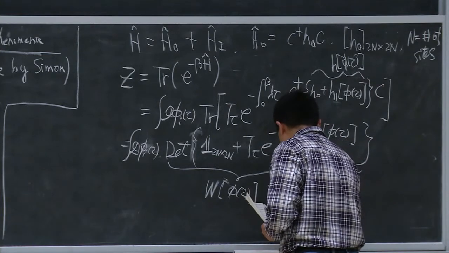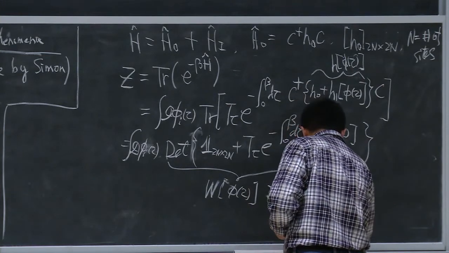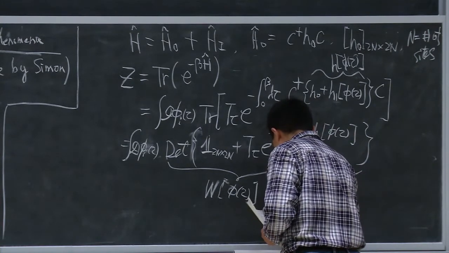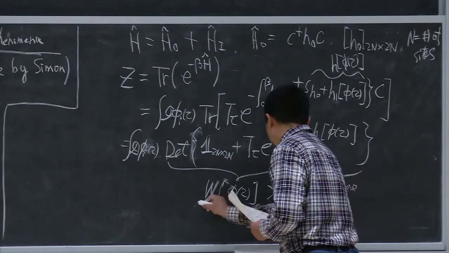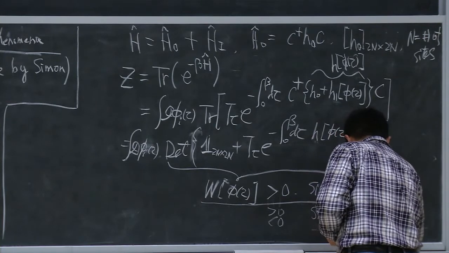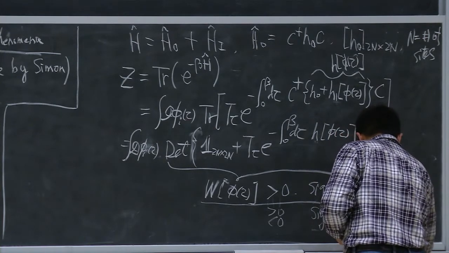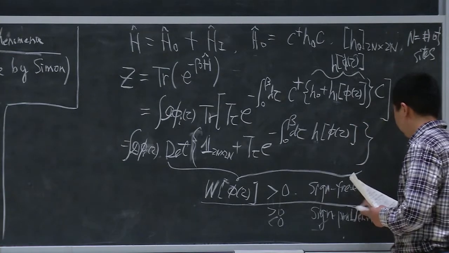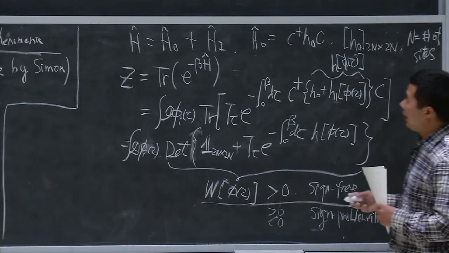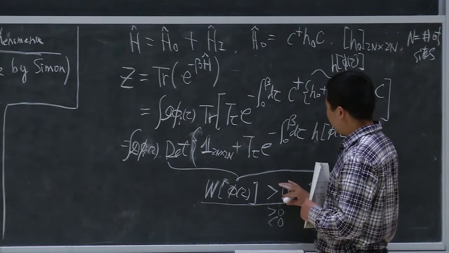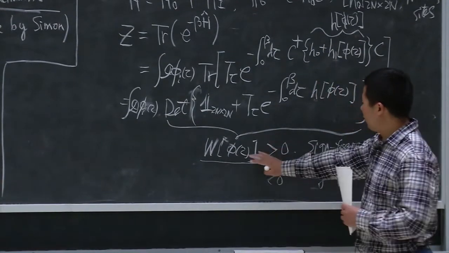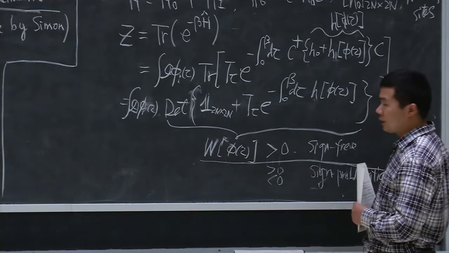If not, then it's sign problematic. Either positive or negative, two cases. And then we ask on what kind of condition this Boltzmann weight, or this determinant, is positive definite.